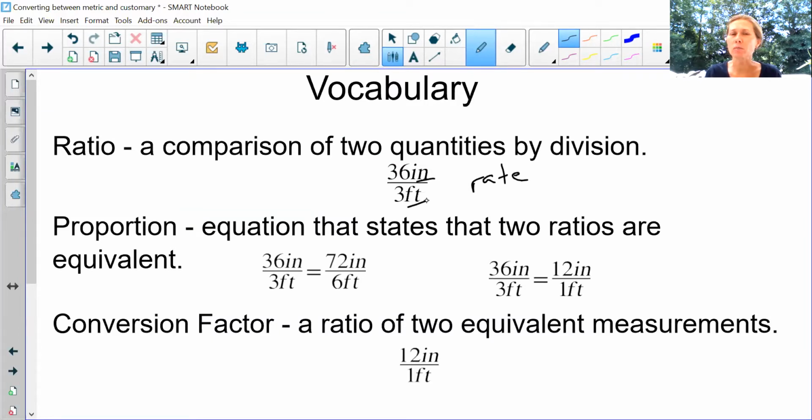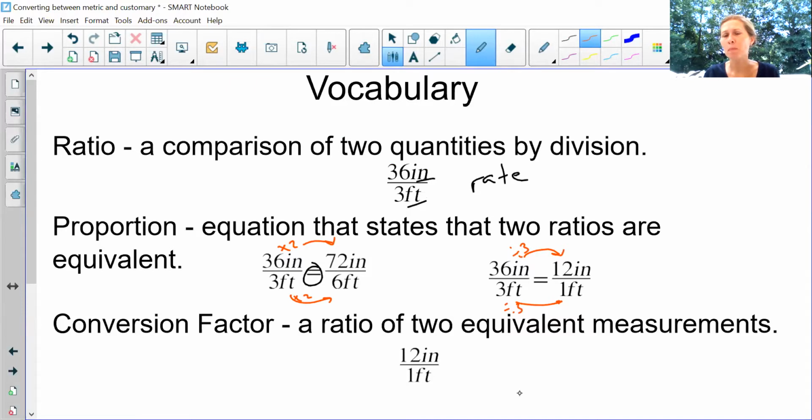A proportion is an equation because it's got the equal sign. That's why it's an equation that states that two ratios are equivalent. What I do unto the numerator, I do the same unto the denominator. If I do the same thing to both, it is equivalent. If I multiply 36 by 2, I get 72. And I multiply 3 by 2, and I get 6. They are proportional. Same thing here, but instead of multiplying, I'm dividing. I'm dividing 36 by 3 to get 12, and 3 divided by 3 to get 1.